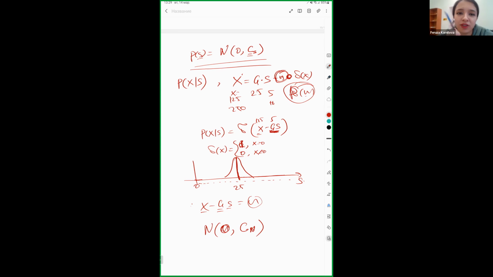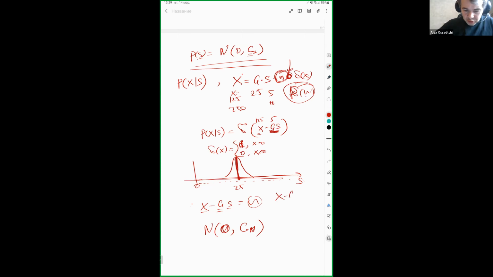Yes, I'm sorry. Can you please explain this from the very beginning? We were considering the case with P of S and then P of X given S. Yes, starting from this, and I understand what the delta function is. It's the only thing I understand in this. Okay. Why do you think there is a delta function here? Because it is 0 here, right?